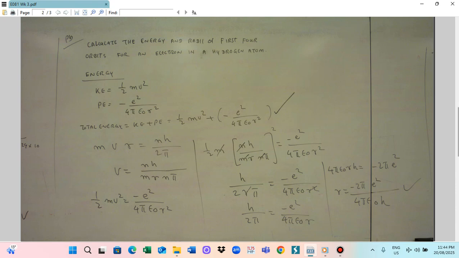The next problem: we can calculate the energy and radius of the first 4 orbits for an electron in a hydrogen atom.